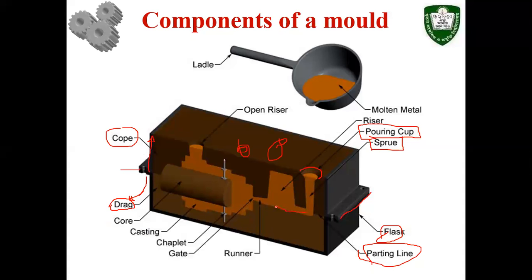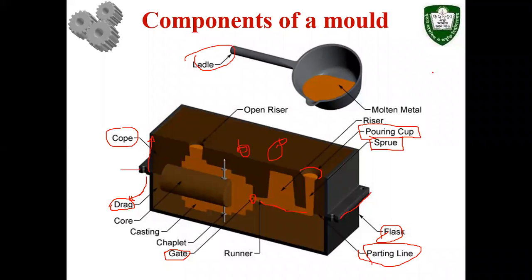This portion is called runner, through which the molten material flows into the cavity, and the place where the molten material enters into the cavity is called gate. Just before the cavity, that place is called gate. From the pouring cup, it goes through the sprue, and then runner, and then goes through the gate, gets into the cavity. The next, this is the ladle.